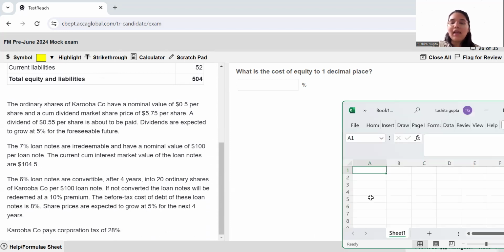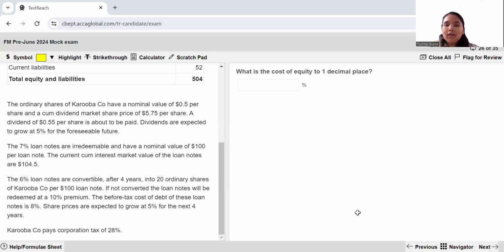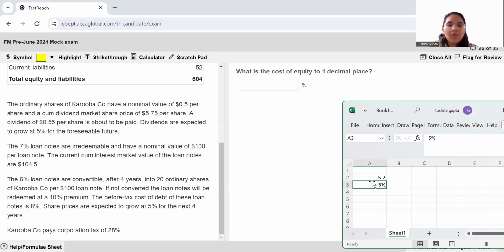So firstly, to calculate my cost of equity, it's very simple. I will use the dividend growth model. My market price, which is given to me, is 5.75, but this is a cum dividend price. So I need to subtract the 55 cents of dividend, which is just about to be paid. So this is the market price per share. And if you see, the growth rate is also given to you as 5%. All right, so 5% is the growth rate given to us for the dividend, and 5.2 is the ex-dividend market share price that we have calculated.